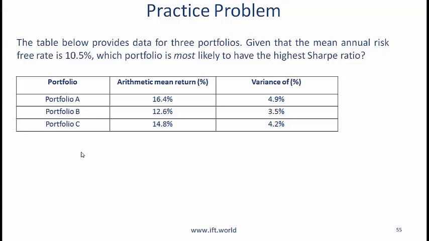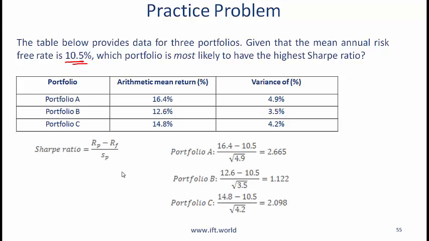So all we need to do is the following. We take each return, subtract the risk-free rate and divide by the standard deviation. If you do the calculations, you will notice that portfolio A is giving us the highest return per unit of risk and is therefore the best portfolio. Notice that we are given the variance numbers, which means that we have to take the square root of the variance to come up with the standard deviation.